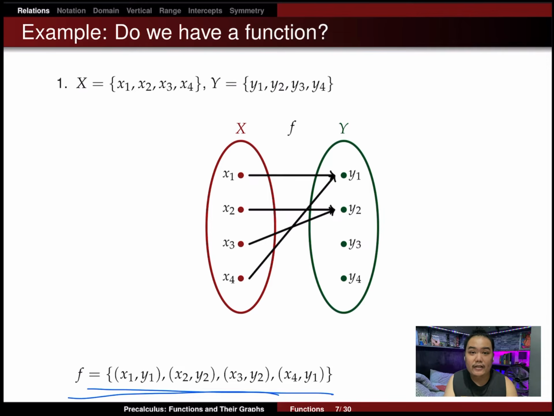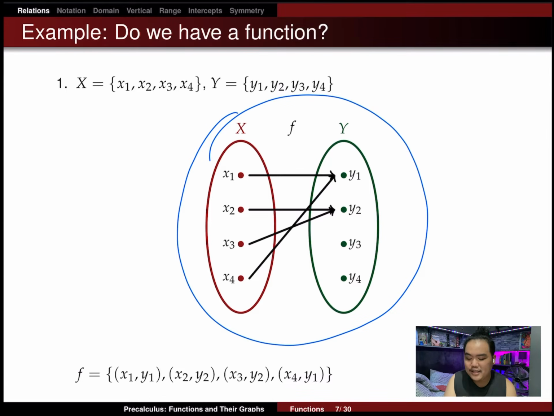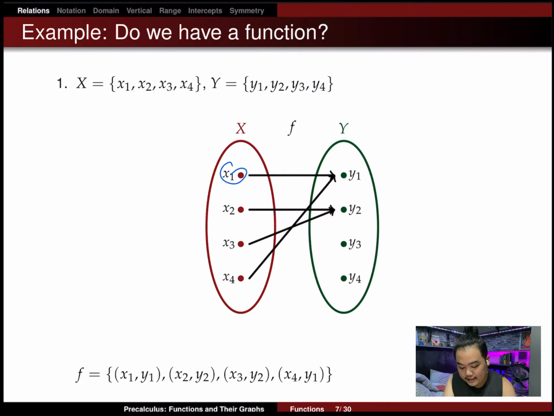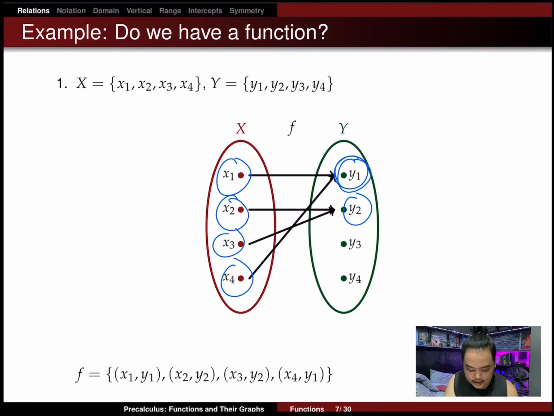A function is just a set of ordered pairs because it is a relation. Ang tanong, function ba ito? Na-spoil ko na. Actually, it is a function. But why is it a function? Kasi kung titignan niyo yung mga x na nandito, for each one of them, let's say x1, it only has one partner na y1. The same with x2, it only has one partner y2, the same for x3, same for x4, it only has one partner sa kabila. That's why this is a function.